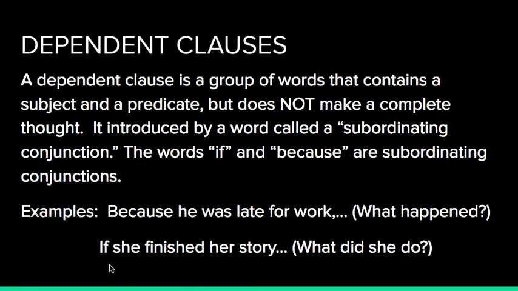So in this one, we have if she finished her story. Well, we started with if, so there's that subordinating conjunction. And we just don't know what she did because if she finished her story. So it might be if she finished her story, she would make $1 million. Or if she finished her story, she could go to the movies. Something like that, which would be our independent clause because they have both a subject and a predicate and make a complete thought.